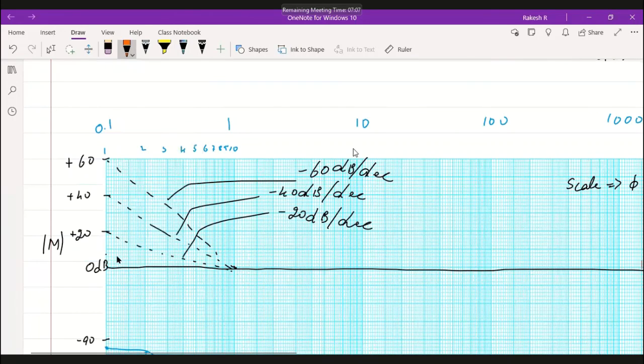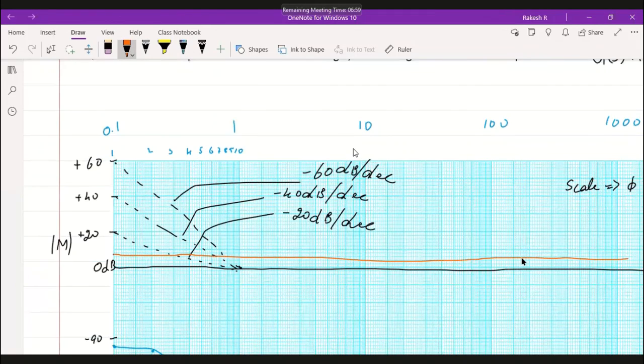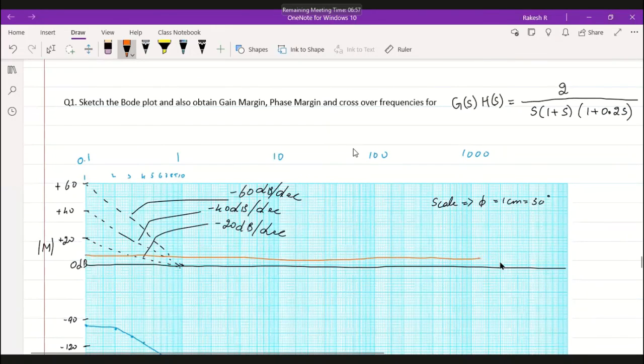First, we need to draw a horizontal line like this. Okay, what is this horizontal line? This is 20 log base 10 of 2, which is 6.02 dB. What does this indicate? If there is no k value, the system will start from 0 dB. As the k value is there, now the system has moved from 0 up to 6 dB here.